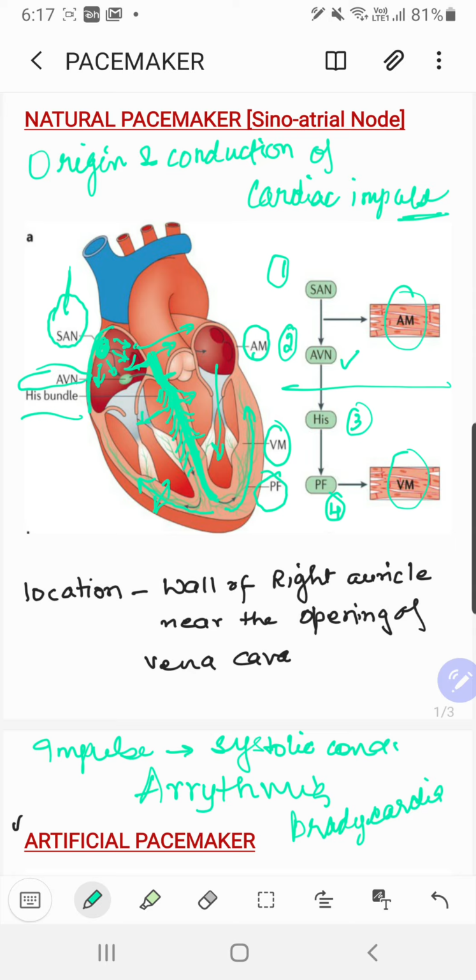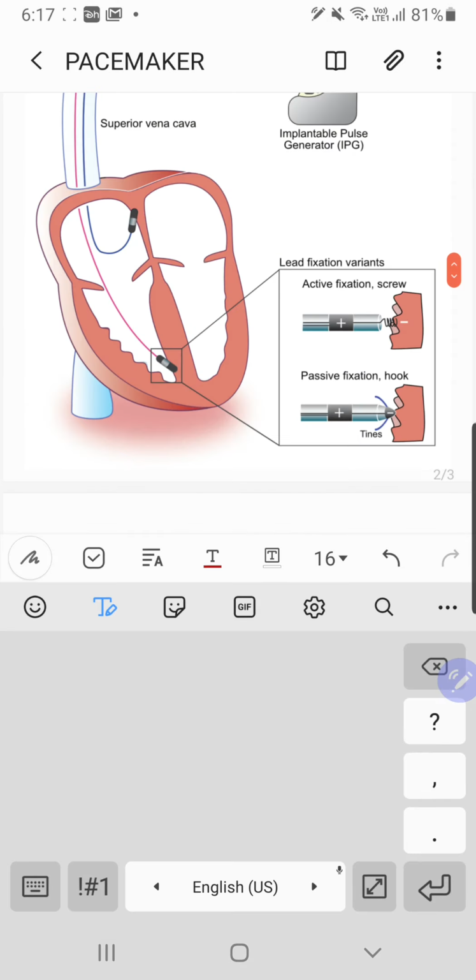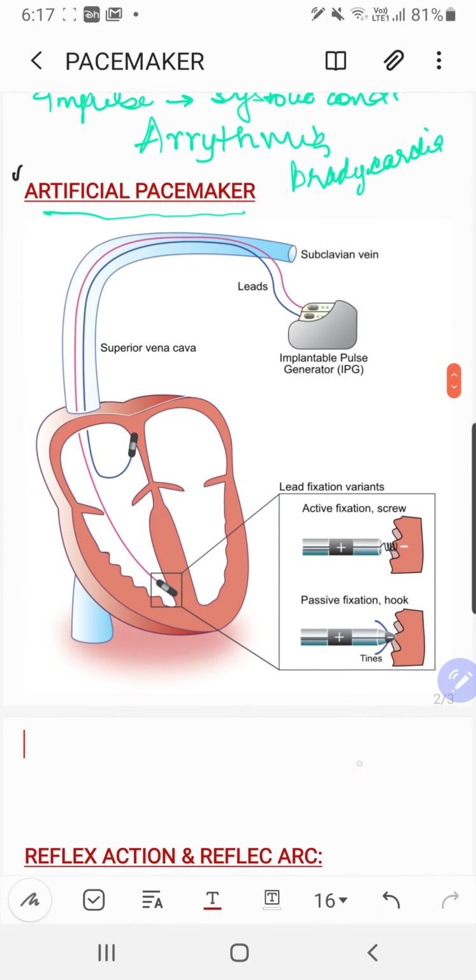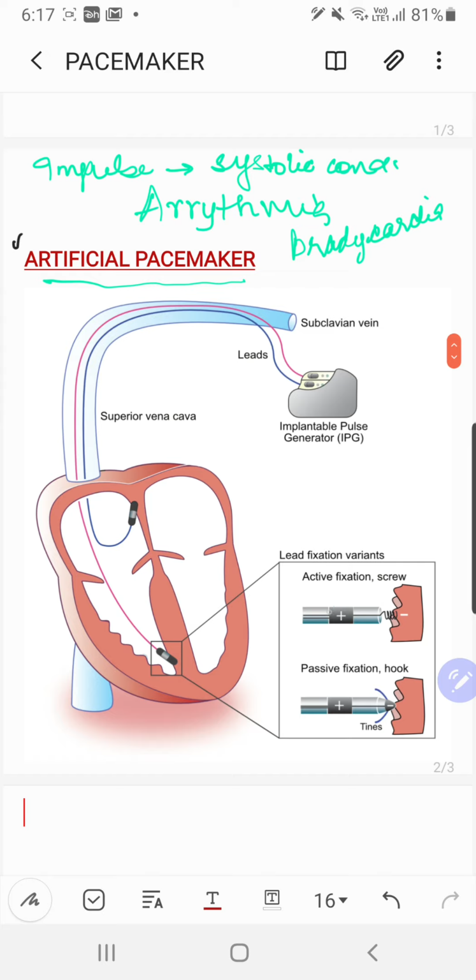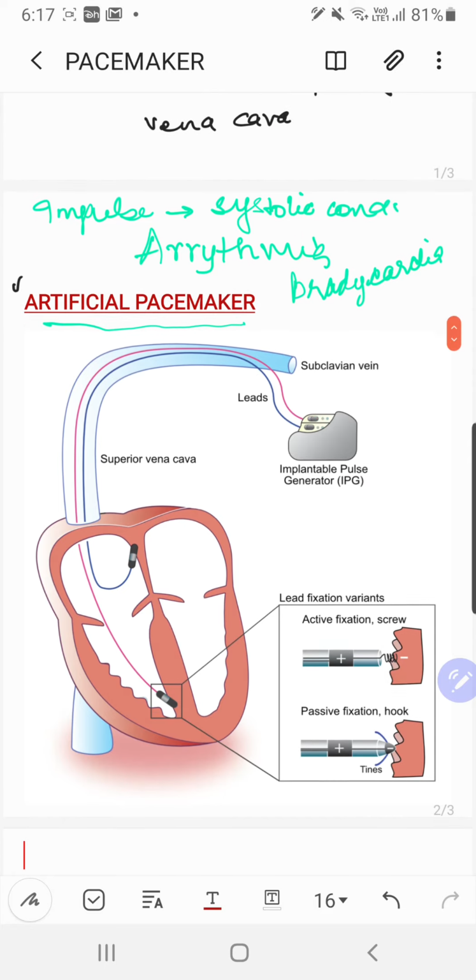So to cure this problem, if this SAN has a problem, what should a person do? The doctors advise the implantation of an artificial pacemaker, right? You can see, I have also pasted a picture here. This is for the artificial pacemaker, and it is a very clear diagram to let you know what it looks like and how it works. Now first of all, this is the device.